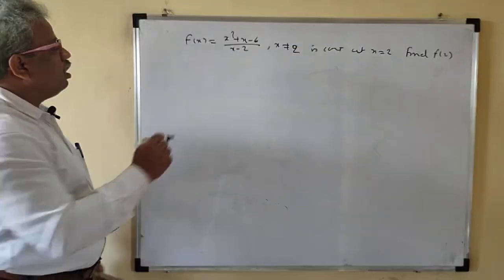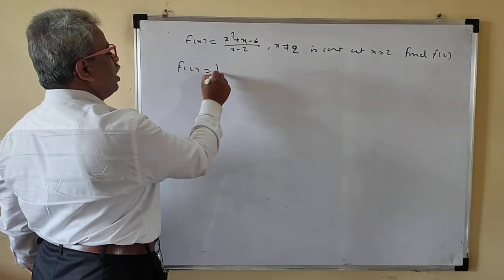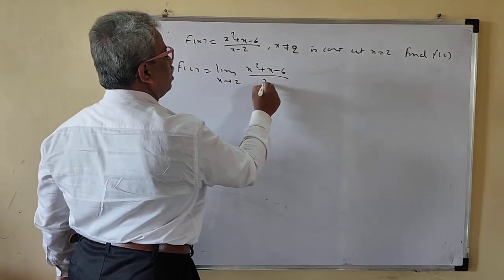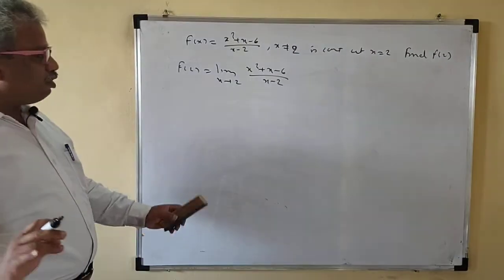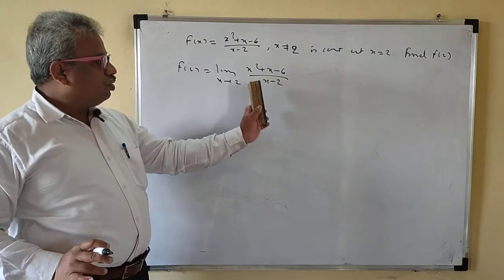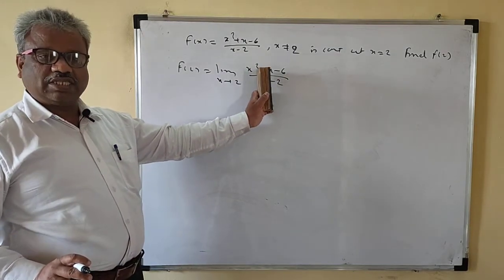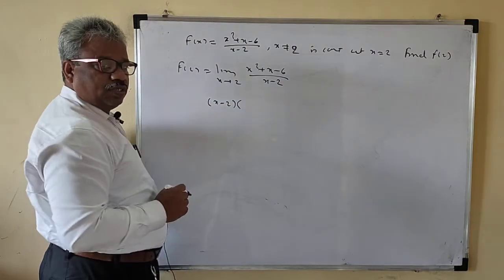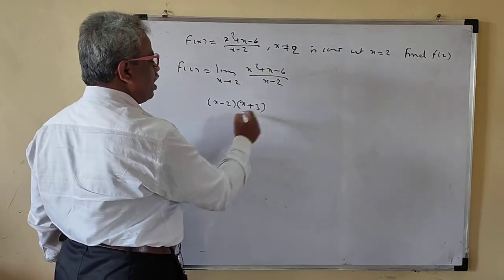So what you have to do is just find the limit as x tends to 2 of x square plus x minus 6 upon x minus 2. Here, 4 plus 2 is 6, 6 minus 6 is 0, so this is 0 by 0 form. Just factor this. x minus 2 is a factor. So find the other factor.